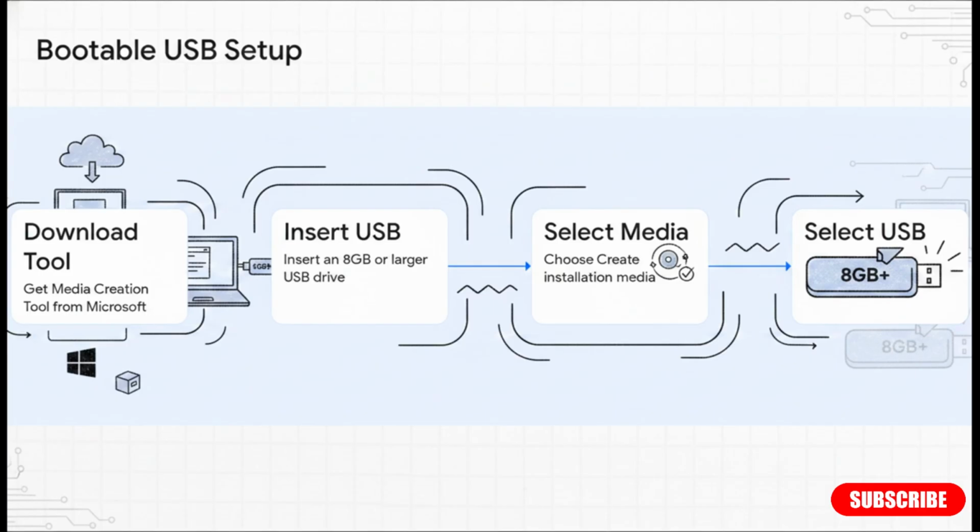To do a clean install, we have to transform an ordinary USB thumb drive into a bootable Windows installer. You'll download Microsoft's free media creation tool, plug in a USB drive that has at least 8 gigs of space, open the tool, and just follow the prompts to create your installation media.